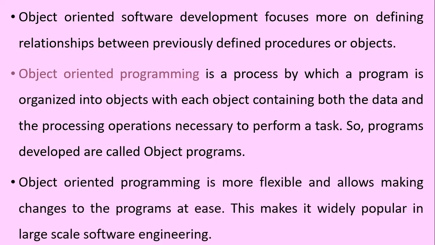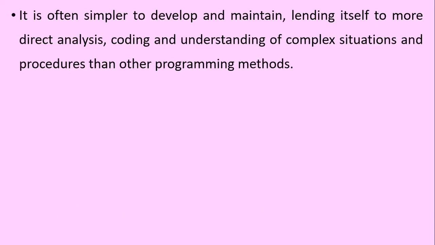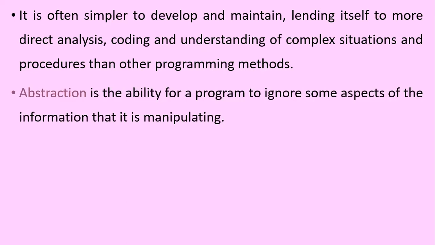Object-oriented programming is more flexible and allows making changes to programs with ease. This makes it widely popular in large-scale software engineering. It is often simpler to develop and maintain, lending itself to more direct analysis, coding and understanding of complex situations and procedures than other programming methods. Abstraction in object-oriented languages is the ability for a program to ignore some aspects of the information that it is manipulating.